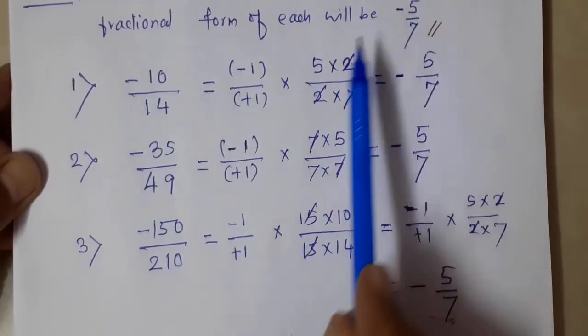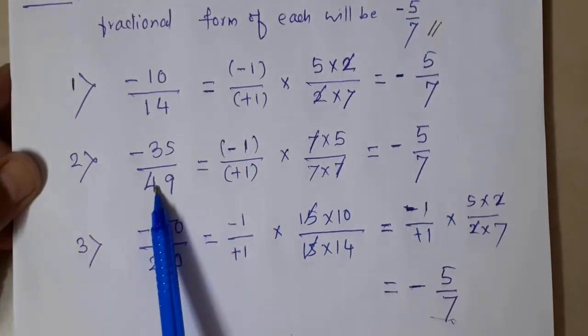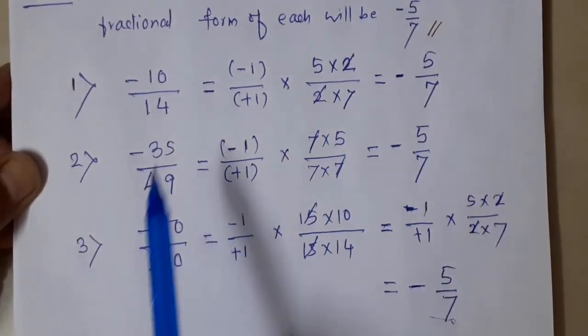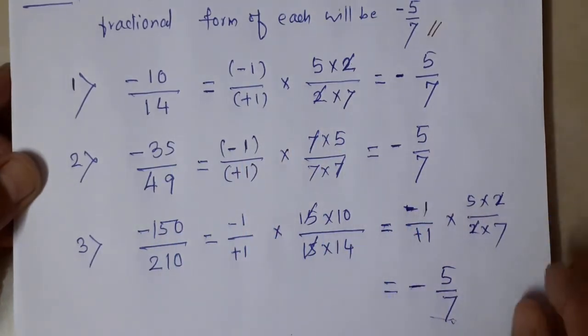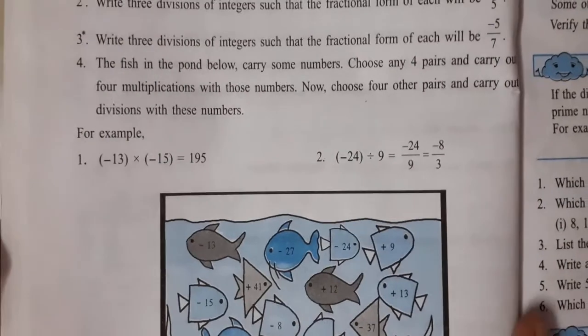If I am taking this 35, this is the multiple of 7. So like that you have to choose the number and you can find out the multiplication of it. Then the last example we have to see, but before that, what is given in this case?